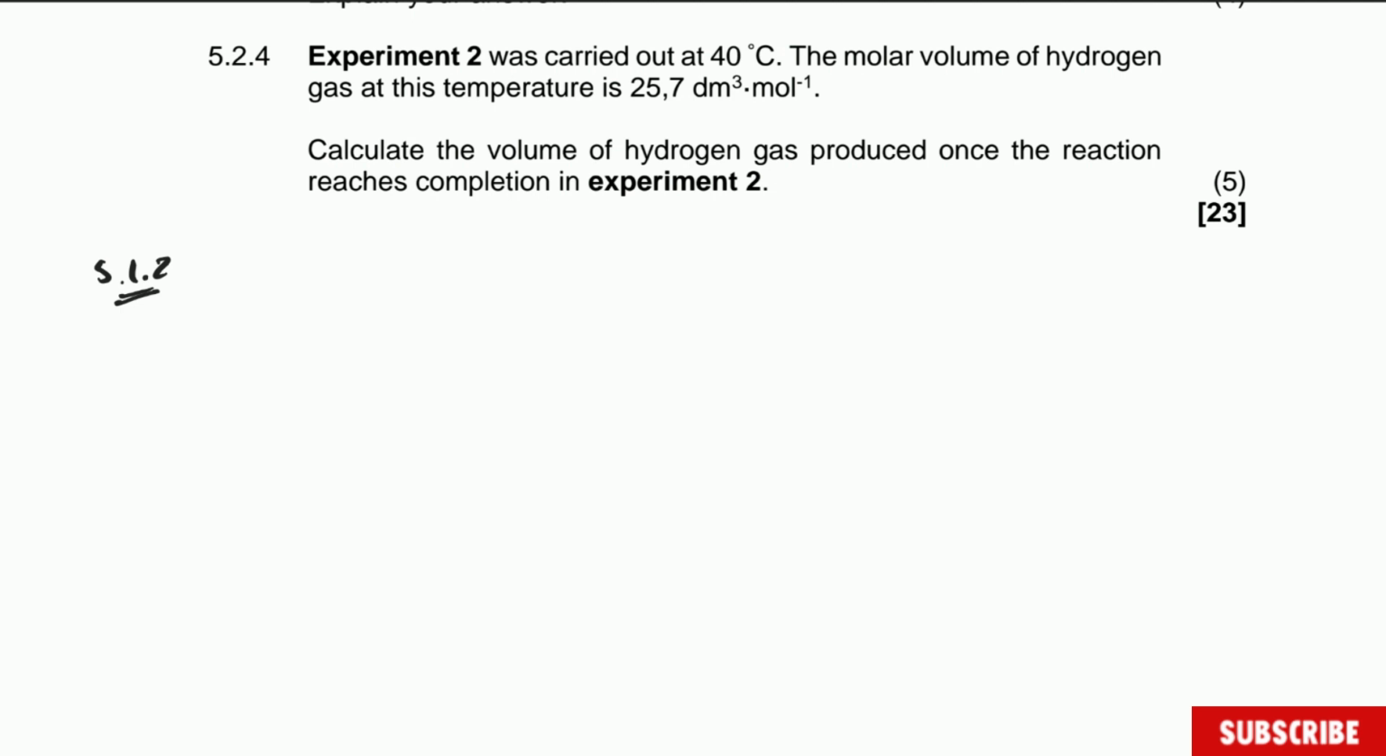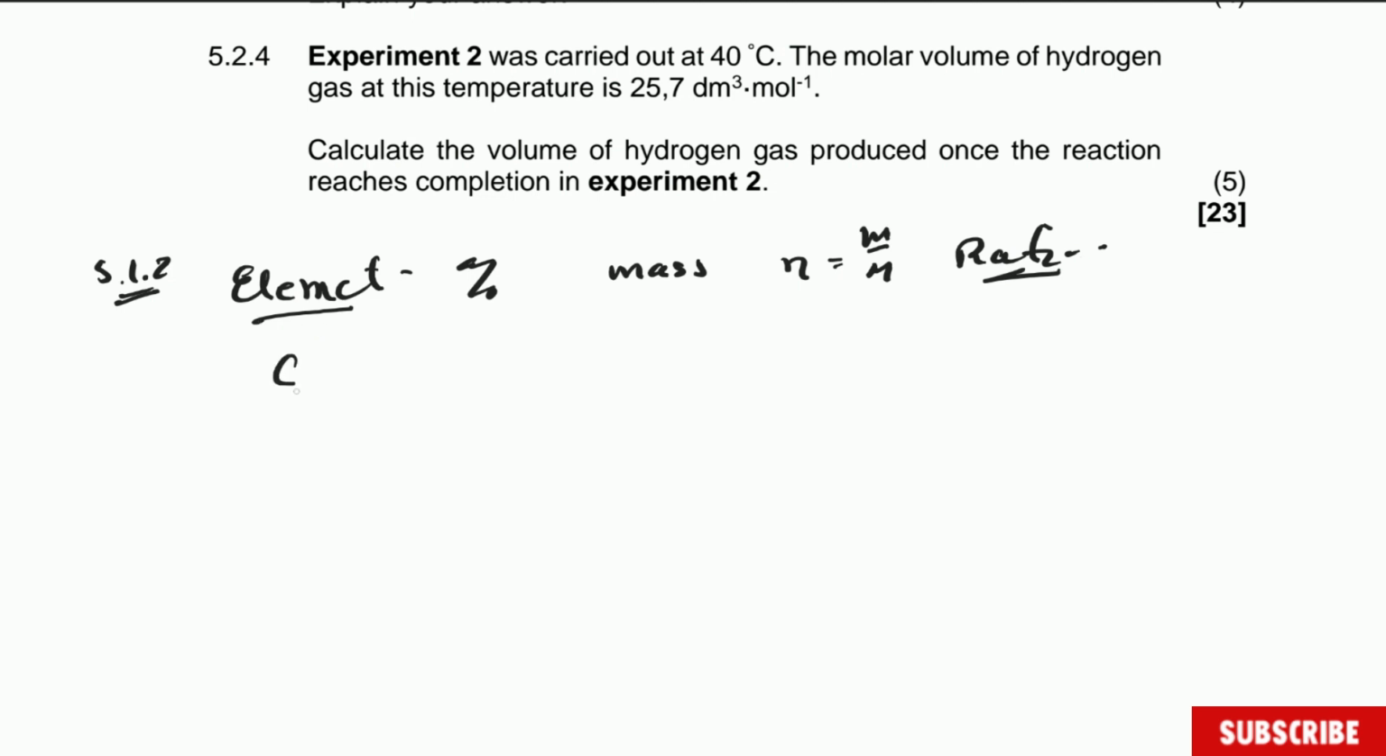Now for this one, I'm going to draw a very simple table in which I'm going to write element in the first column. Second one, I'm going to write percentage, not needed. Then I'm going to write mass. Then I'm going to write number of moles, and I'm going to use mass divided by molar mass. Then I'm going to use the ratio. Okay, so this is what my table looks like. The elements I have are carbon, hydrogen, and oxygen.